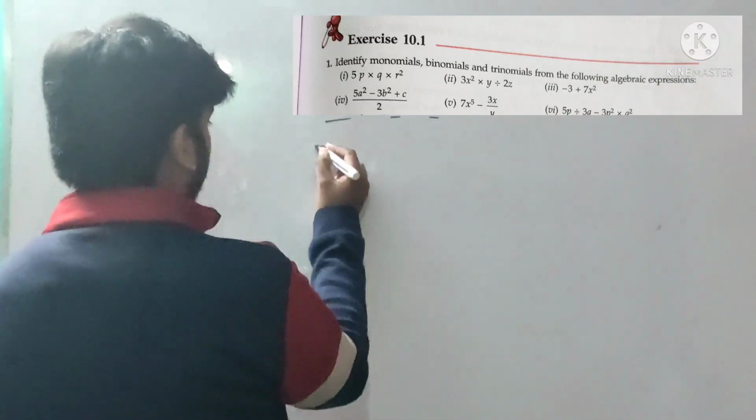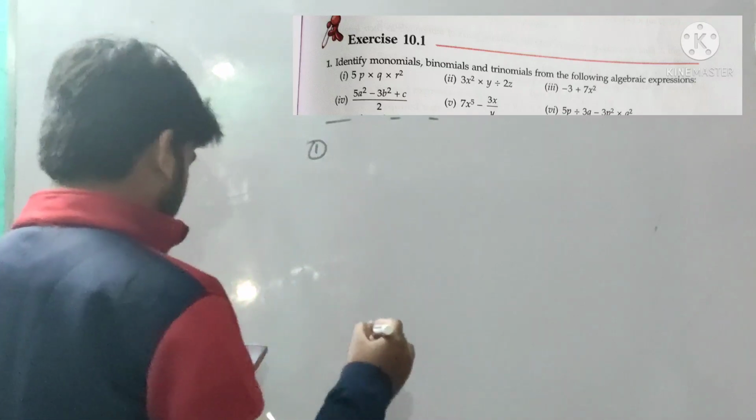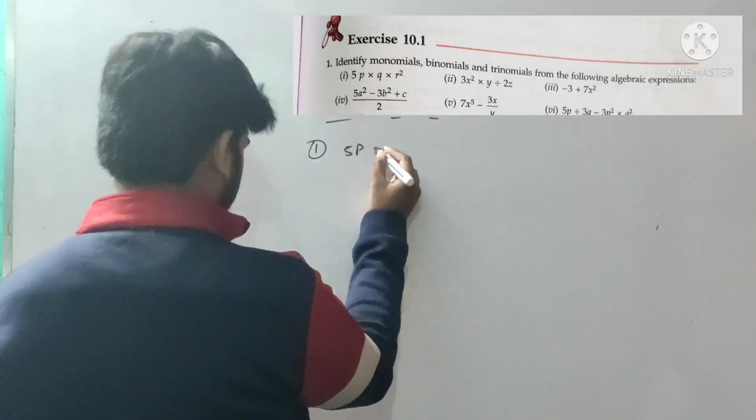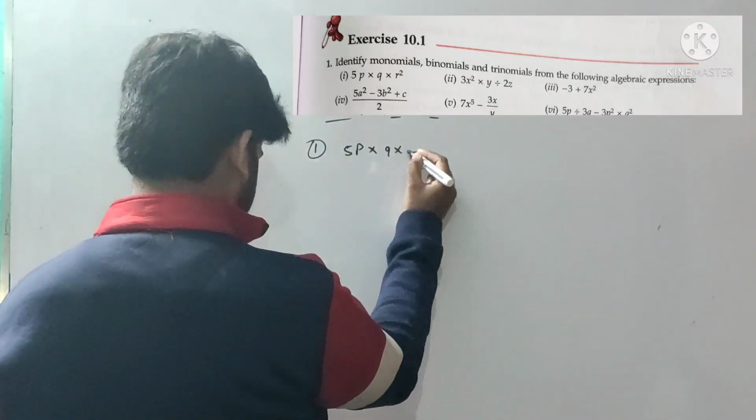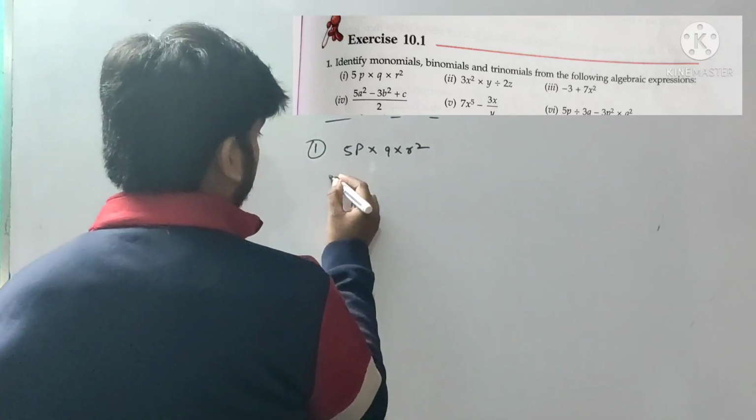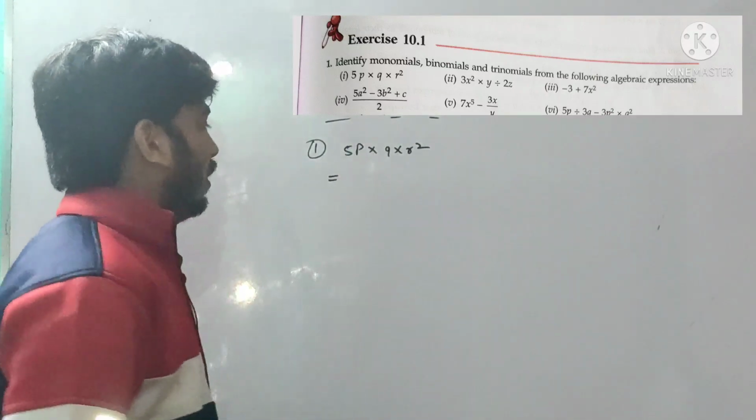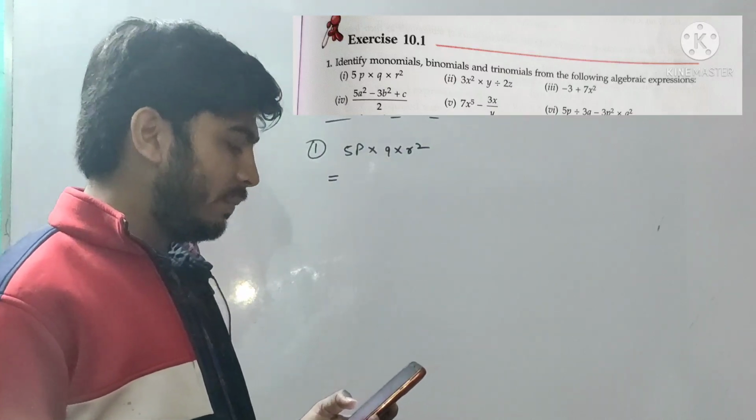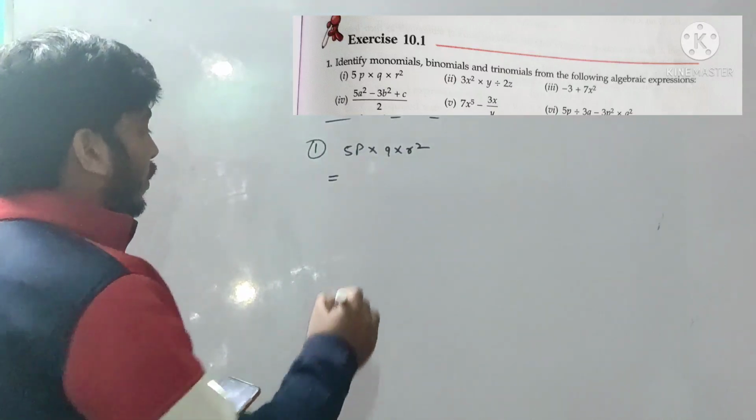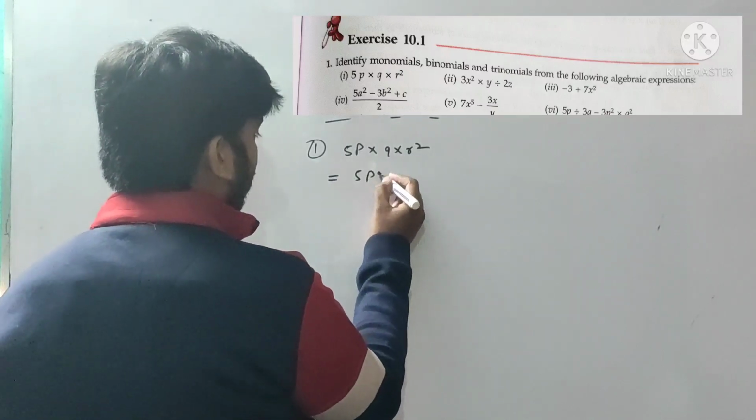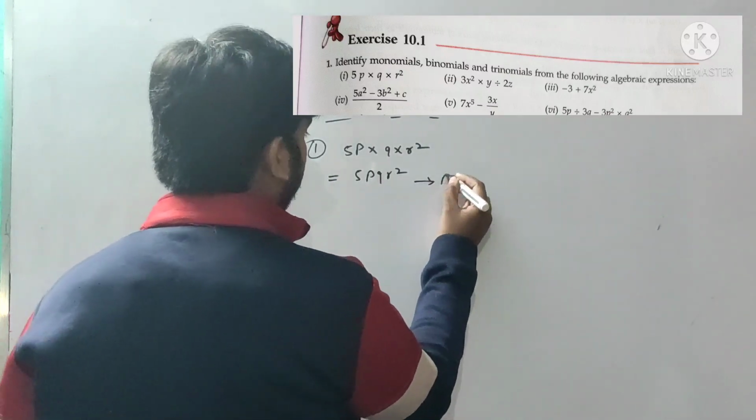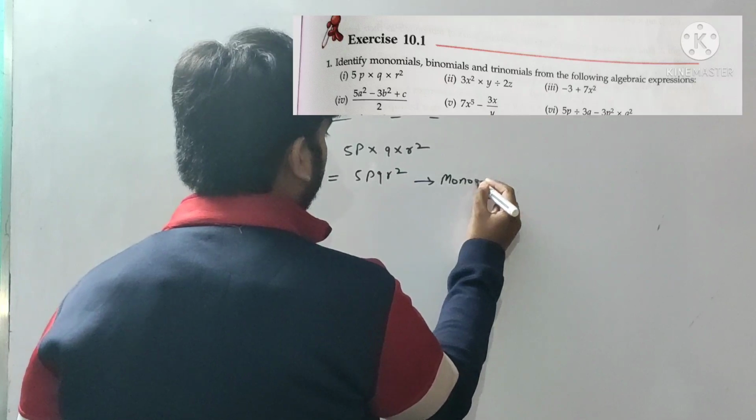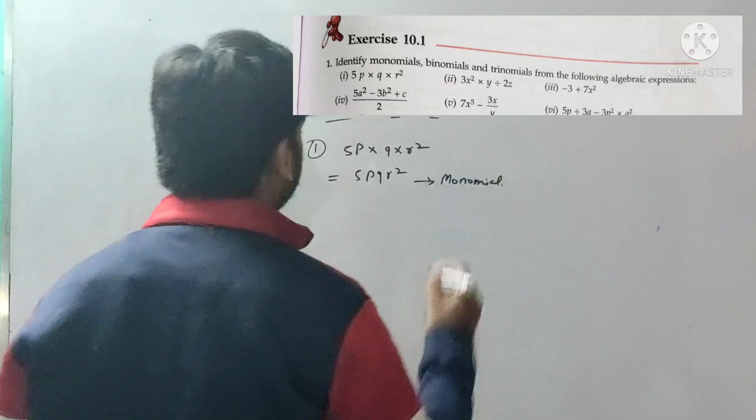Here is question number 1.1, that is given 5p multiplied by q multiplied by r square. So here we have to make clear whether it is a monomial, binomial or trinomial. As we know, this will be 5pqr square, so it will be a monomial. So this is a monomial. Got it?